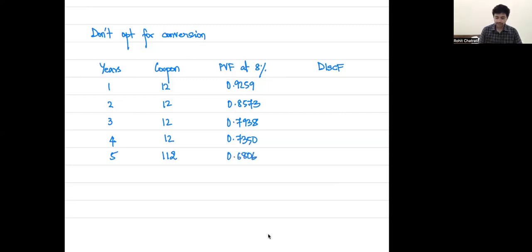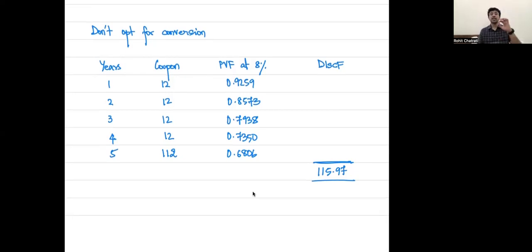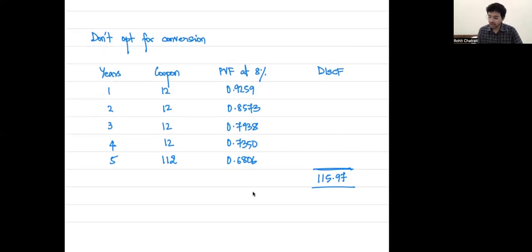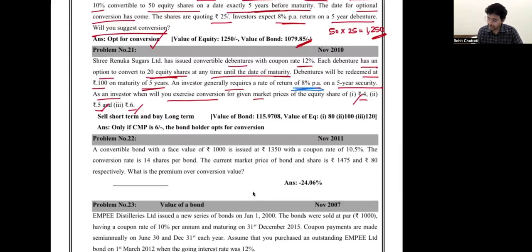And the discounted cash flows. Can you quickly tell me the sum total instead of me writing each discounted cash flow? Okay, so this discounted cash flow is going to be 115.97. So if I don't convert the bond, the present value of the benefit that I expect to receive is 115.97.